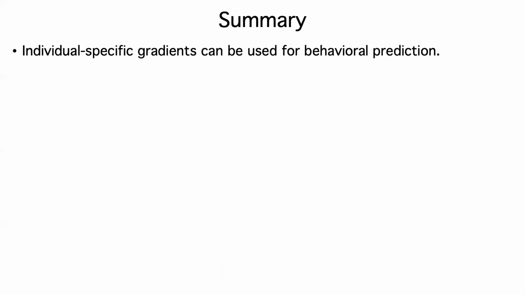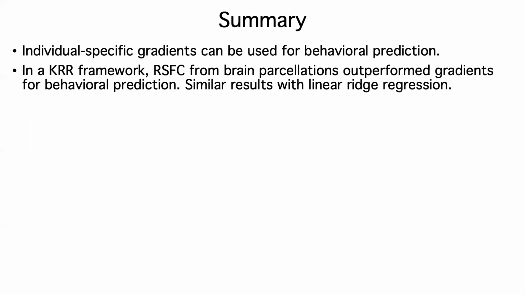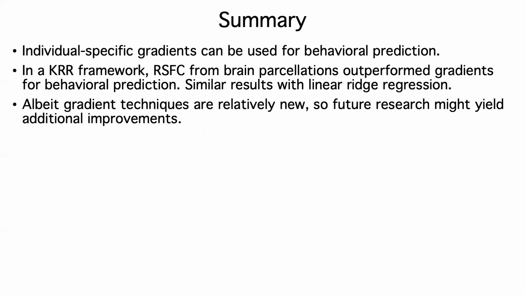To summarize, in this talk, I've shown that individual specific gradients can also be used for behavior prediction. In the kernel ridge regression framework, overall functional connectivity from brain parcellations outperformed gradients for behavior prediction. We have repeated this with linear ridge regression, and the conclusions are similar. However, we caution that gradient techniques are relatively new, so future research might get further improvements.